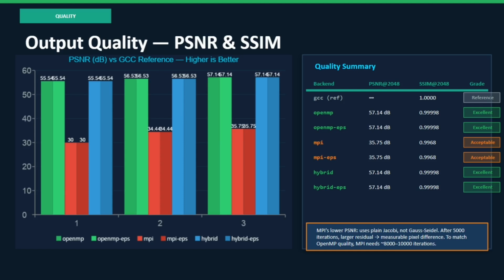Now for output quality, OpenMP achieves PSNR above 57 dB and SSIM of 0.9998, essentially indistinguishable from the GCC reference. Interestingly, the hybrid backend matches this quality exactly, because it still uses the same underlying computation. MPI, however, scores around 35 to 36 dB, still visually acceptable but measurably lower. The reason is algorithmic. Our MPI backend uses Jacobi, whereas GCC and OpenMP use a red-black Gauss-Seidel scheme that converges roughly twice as fast. After 5,000 iterations, the MPI solution simply hasn't converged as tightly, and that residual error shows up in the PSNR. To close this gap, MPI would need around 8,000 to 10,000 iterations, which comes at additional compute cost. Next slide.